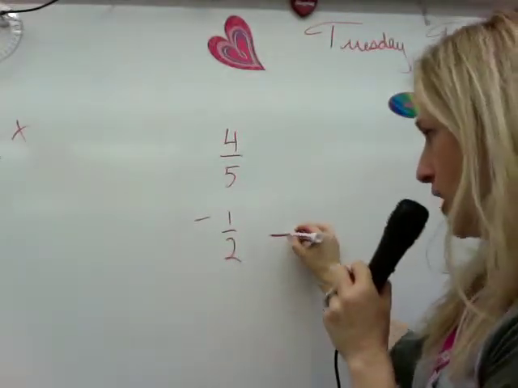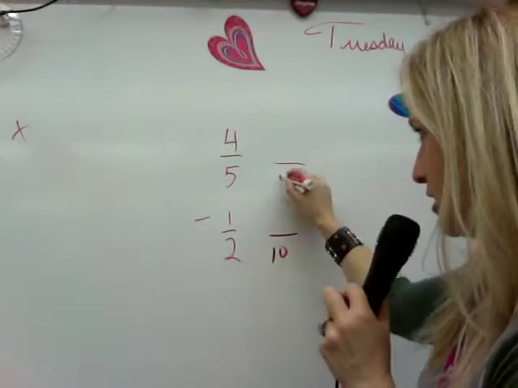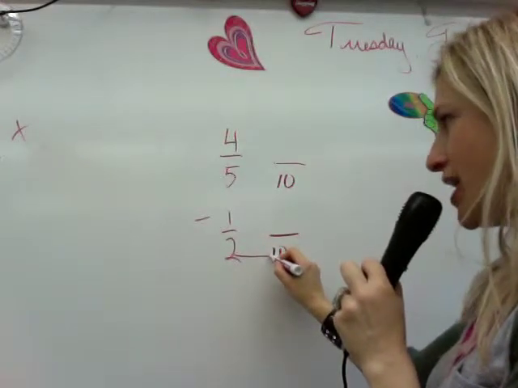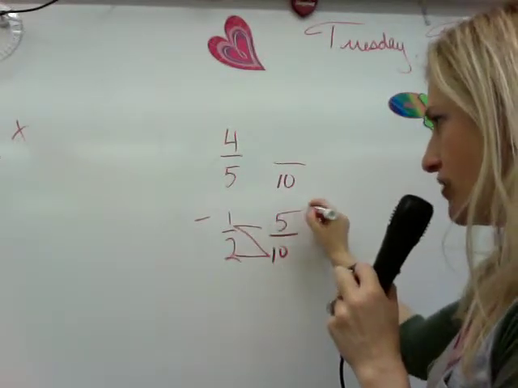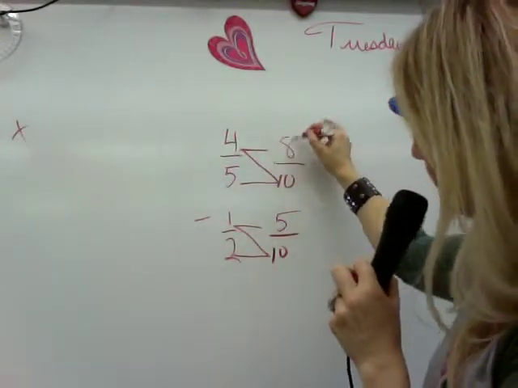I still have to put my bar out. I still have to find the common denominator, which is 10. And I still have to do my zigzag. So 2 goes into 10 5 times, and 5 times 1 is 5. 5 goes into 10 2 times, and 2 times 4 is 8.